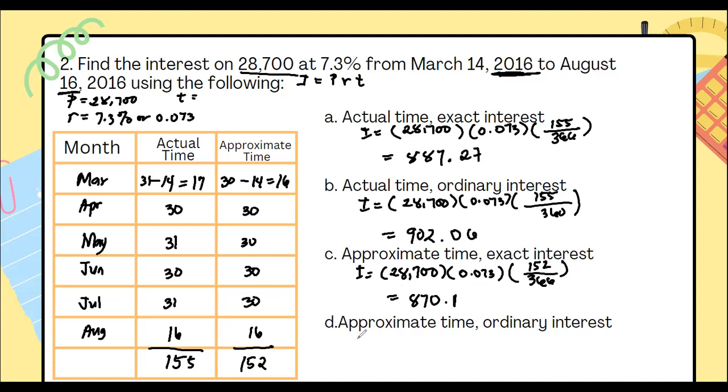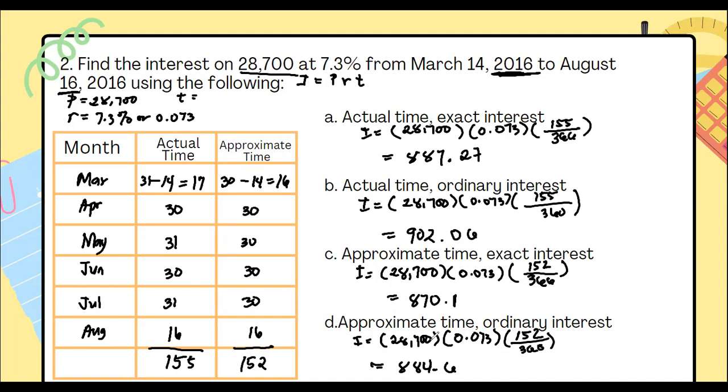Okay? Proceed tayo for approximate time ordinary interest. Same formula. I is equal to 28,700. Okay? Yung rate natin is 0.073 and our time this time, approximate time 152. Ordinary interest, kahit leap year yan, 360 days pa rin. Okay? Then, solve lang natin. So, that will be 152 over 360 days. Okay? So, the answer here is 884.597 or 60 na lang. Okay? 0.6 na lang.